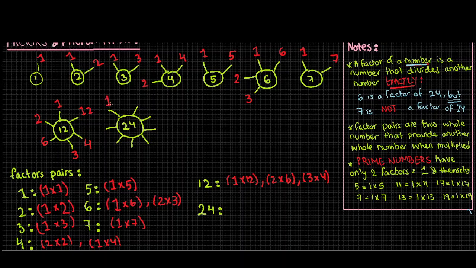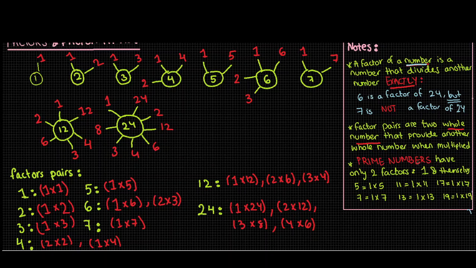Similar for 24, there's 1 and 24. There's 2 and 12. There is 6 and 4. And there is 3 and 8. So the factor pairs of 24 can be written as follows: 1 times 24, 2 times 12, 3 times 8, and 4 times 6. So factor pairs are two whole numbers that provide another whole number when multiplied, and you can see here the factor pairs for those numbers.